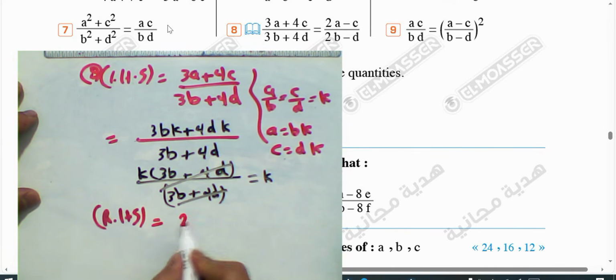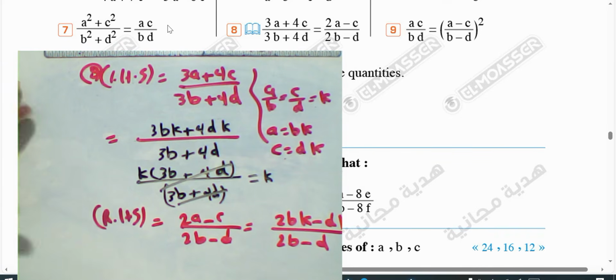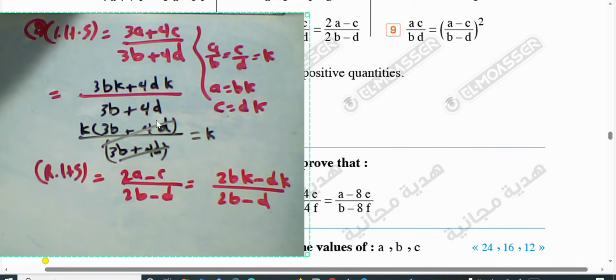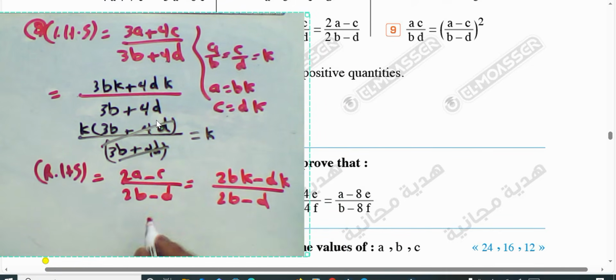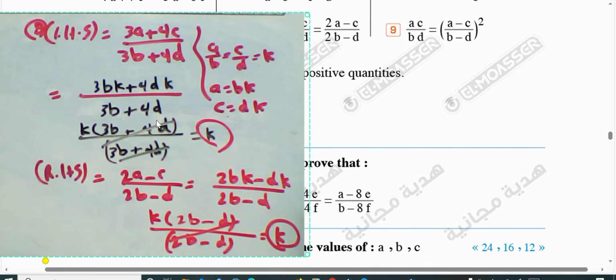And right hand side equal 2a minus c over 2b minus d. 2 times a equal bk, right? 2bk subtract by c equal dk, and 2b subtract by d. Now we can write the common factor between the terms here. Okay, here k was repeating. 2bk divided by k equal 2b, and dk divided by k equal d over 2b minus d. You can simplify, the result will be k. Then they are equivalent. Left hand side equal right hand side equal k.